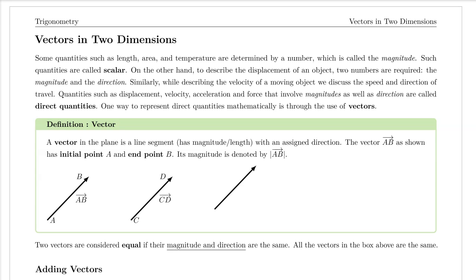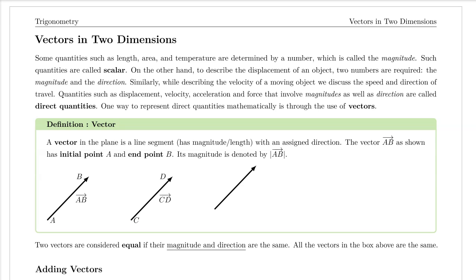In this video, we're going to be talking about vectors in 2 dimensions. Some quantities, such as length, area, and temperature, are determined by a number which is called the magnitude. Such quantities are called scalar. On the other hand, to describe the displacement of an object, 2 numbers are required, the magnitude and its direction.